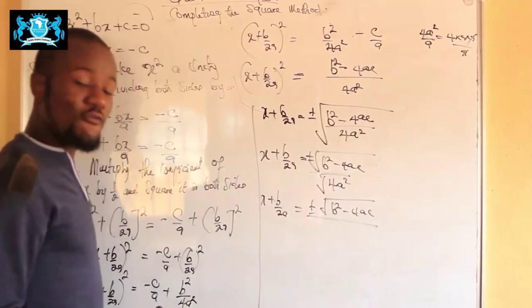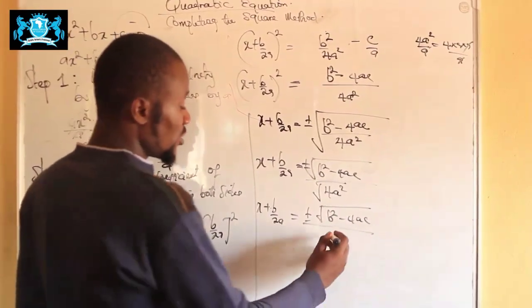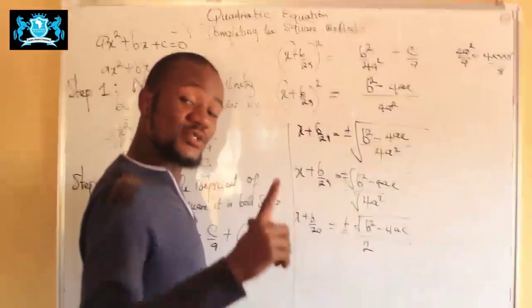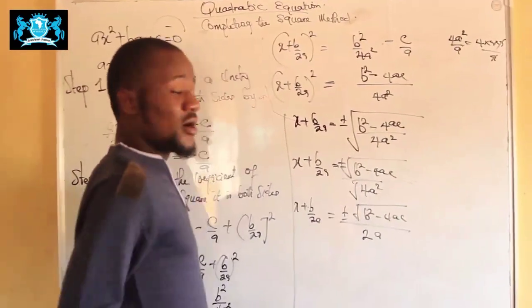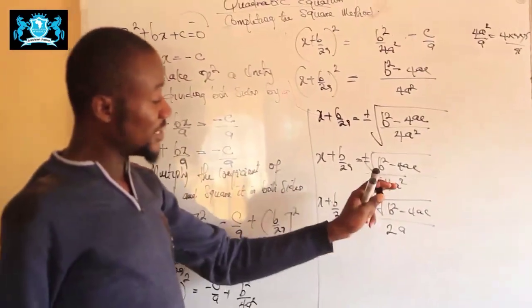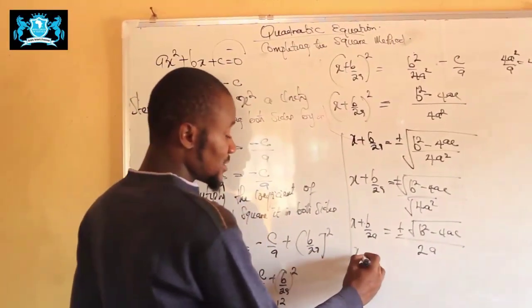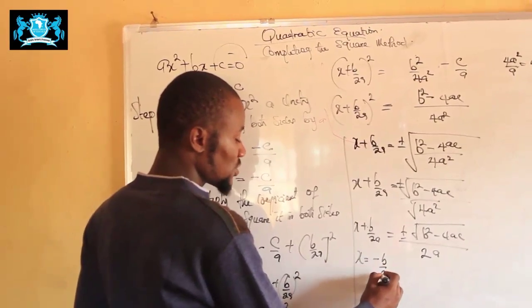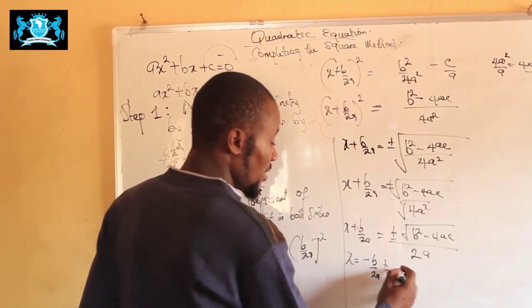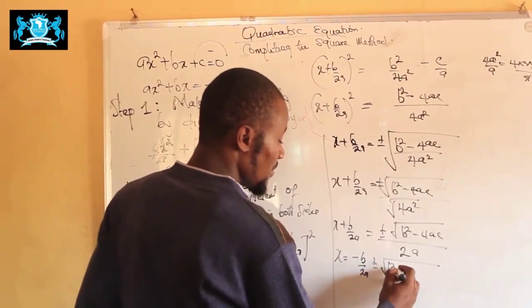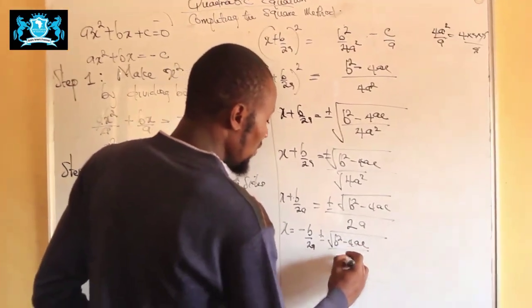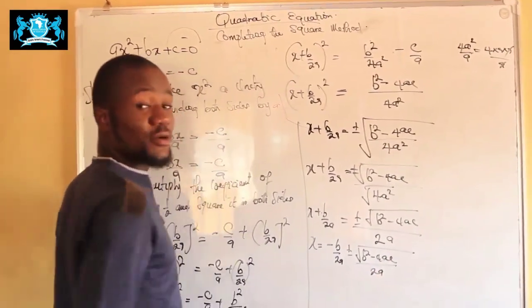The square root of 4 is 2, and the square root of a squared is a. If you follow the law of indices, the square root of a squared is a. Now you move this one over. So you now have x is equal to minus b over 2a plus or minus the square root of b squared minus 4ac all over 2a. Now the denominators are the same.